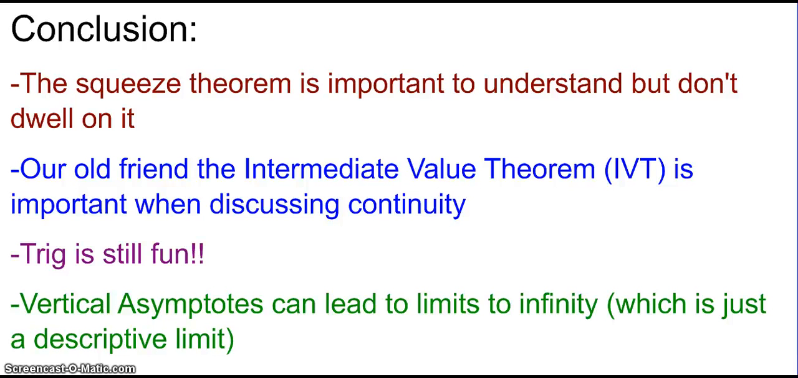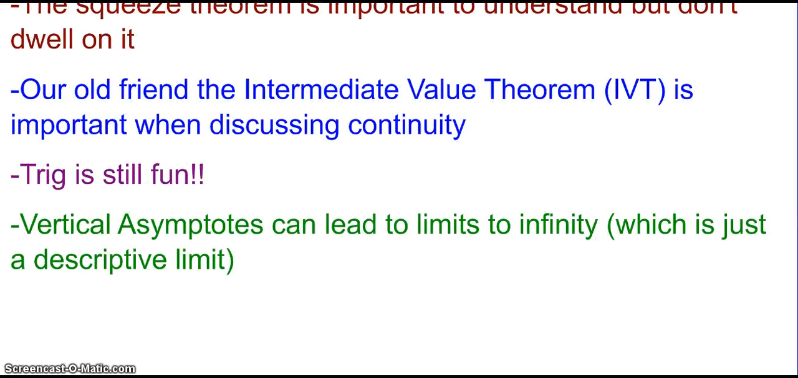So, in conclusion, the squeeze theorem is important to understand, but don't dwell on it. Intermediate value theorem is going to be coming back now. Trig is awesome, and vertical asymptotes can lead to infinity, or limits to infinity, which is what we call a descriptive limit. End of video.